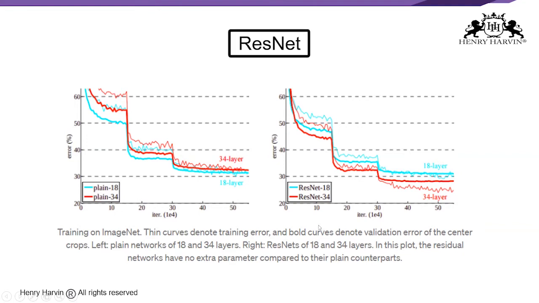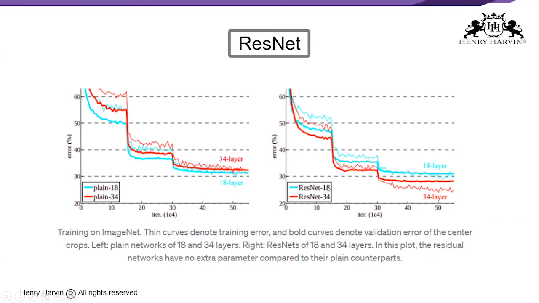What happened was, as they increased the layers from 20 to 56, this is the test set and this is the error on the training set. You can see both in this plot. The thin curves denote the training error and the bold curves denote the validation error of the center crops. On the left, you can see plain networks of 18 and 34 layers, and here you can see ResNets of 18 and 34 layers. In this plot, the residual networks have no extra parameter compared to their plain counterparts.